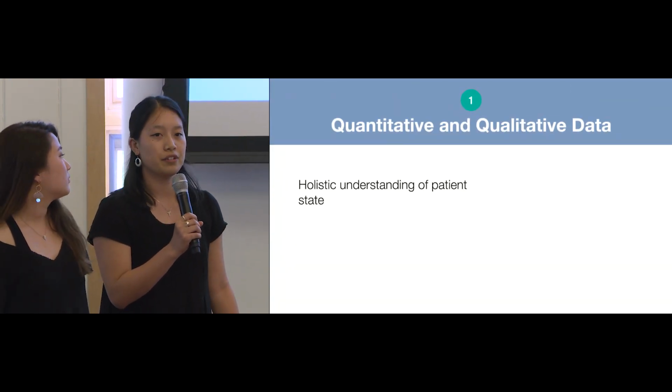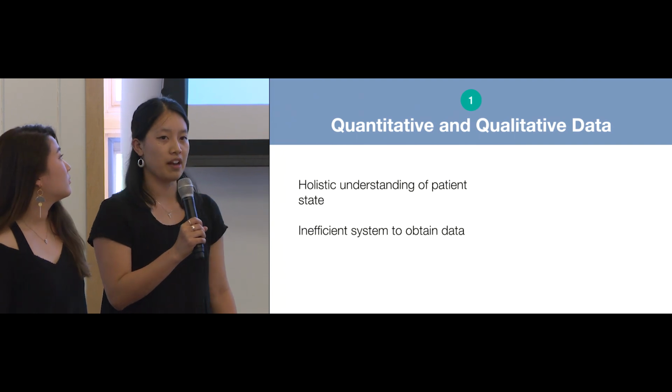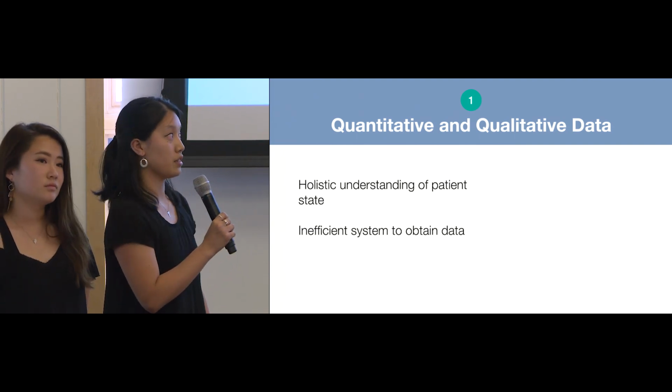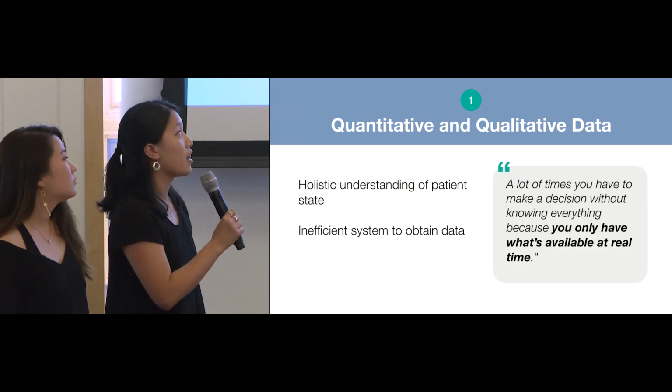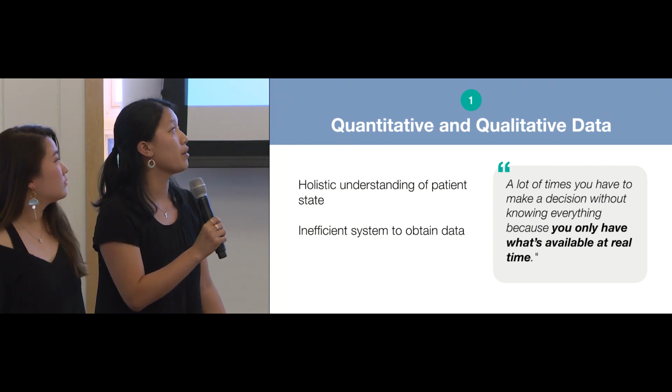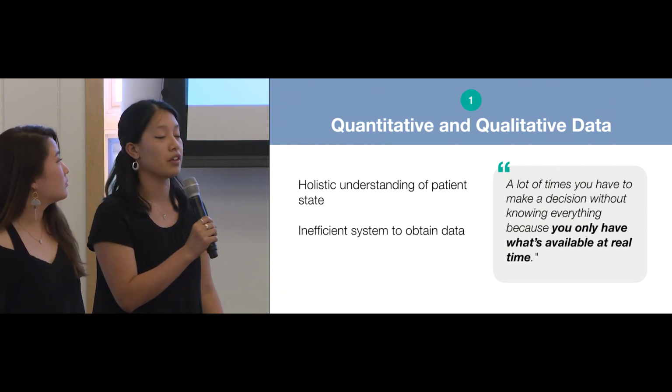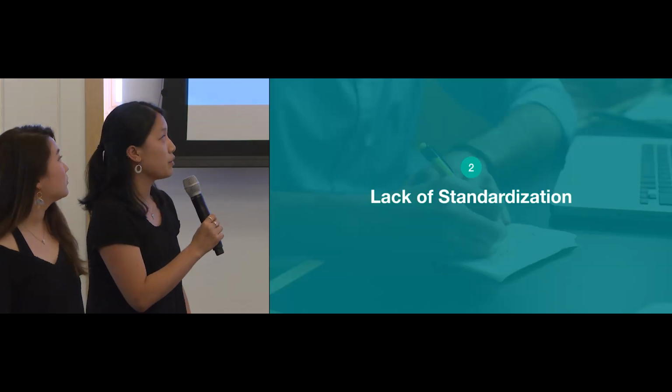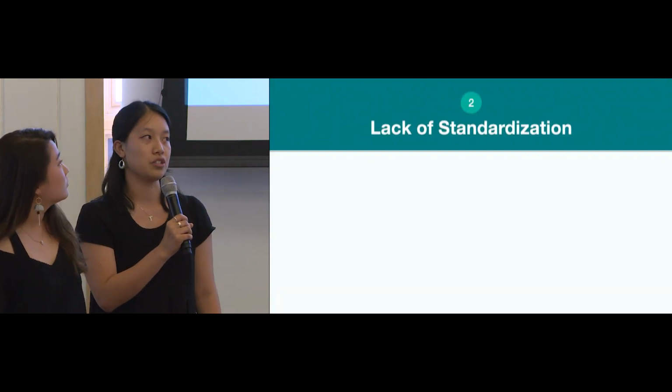However, getting the necessary ratio for both requires time and effort and is often done through inefficient means. A surgical resident that we interviewed said that a lot of times you have to make a decision without knowing everything because you only have what's available at real time. Next, we found a lack of standardization in the GCU.